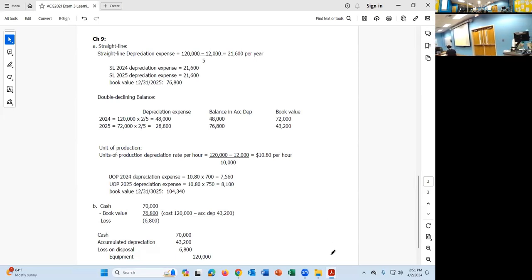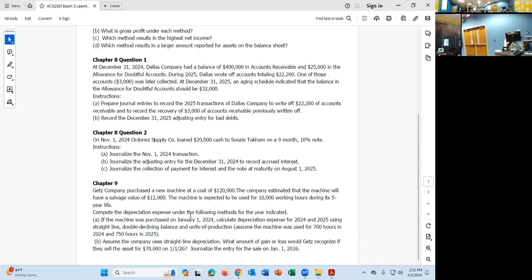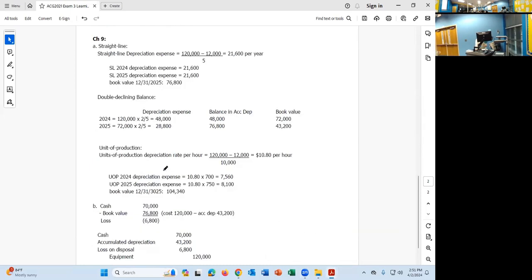If we go back to where we started, remember, we said we expected to use it for 10,000 hours during its 5-year life. So when we calculated that depreciation rate, just like straight line, it's cost minus residual value, but instead of dividing by years, we divide by the estimated number of hours. So if we think we're going to use that machine 10,000 hours, that means we're going to depreciate it at the rate of $10.80 per hour.